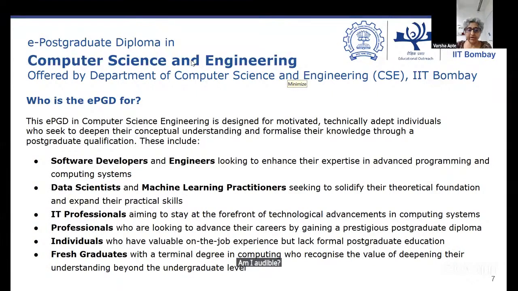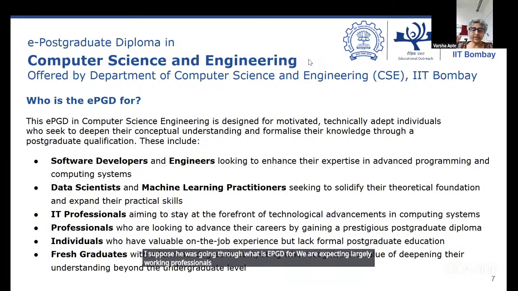Okay, good evening, everybody. Sorry about the technical glitch. So I can continue from where Professor Sharad has left off. I suppose he was going through what ePGD is for. We are expecting largely working professionals who want to go deep into whatever it is that they have been working on in IT, in computer science.